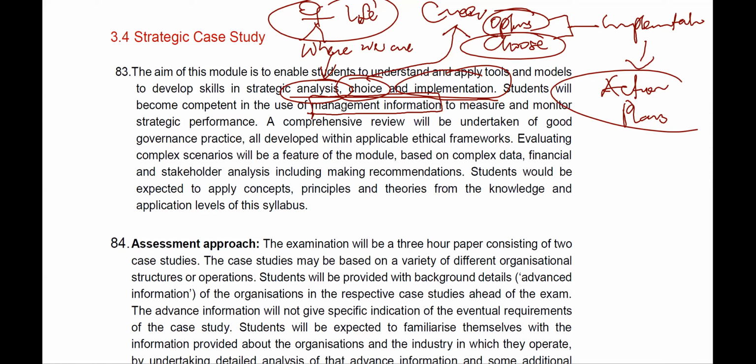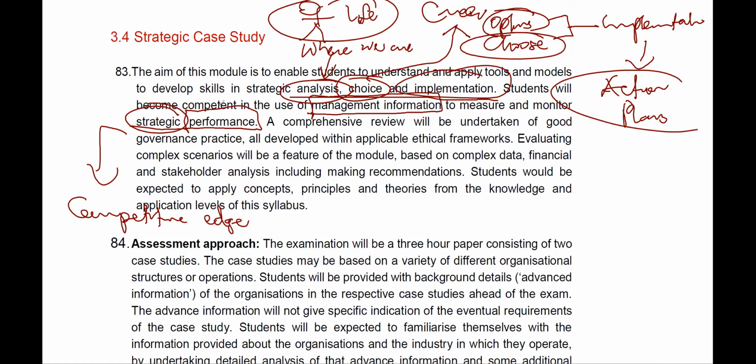Now, you need this management information to measure and monitor strategic performance. Performance is different from strategic performance. You need to know the performance that is able to help you achieve or create a competitive edge. When we say somebody has a competitive edge, it means that he is doing something which his competitors cannot do. So if you are performing very well in a particular business, we need to have some models to help us evaluate your performance, whether you are doing what you are supposed to do to achieve that competitive edge.